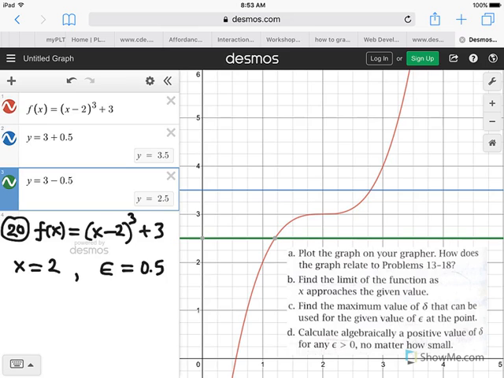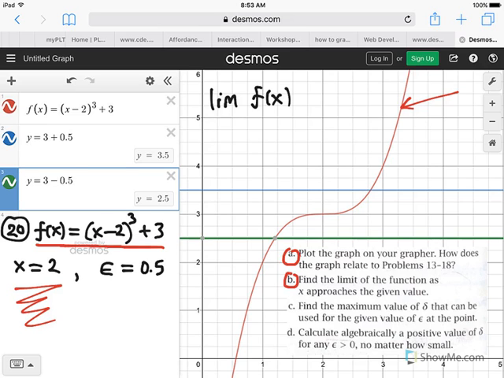So now we take a look at number 20, and the first thing that we want to do is plot the graph. The function that we have is f of x is equal to (x minus 2) cubed plus 3, and here you see the graph of the function f. The second thing that we want to do is find the limit of the function as x approaches the given value. The given value is x is equal to 2, so we want to use proper limit notation. We write the limit of f of x as x approaches 2 is equal to, and we will find this limit graphically. So as you can see from our graph here, here is 2 on the x-axis.